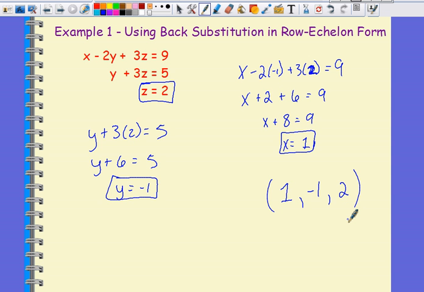Why don't we try one more just to make sure you got it down? Try this one on your own. I'll give you a couple seconds to figure that out, and then we'll see if we get the same answer.